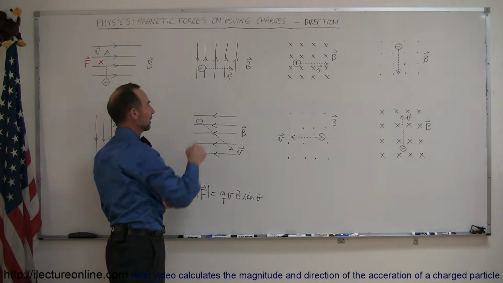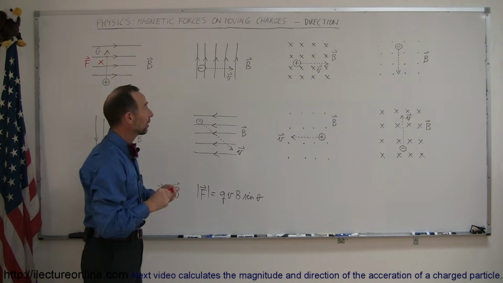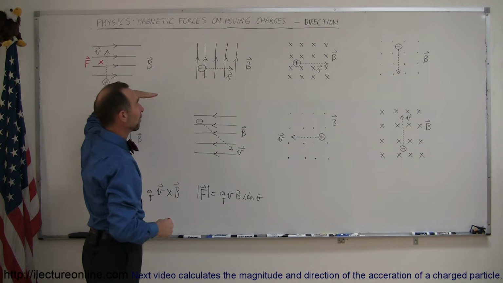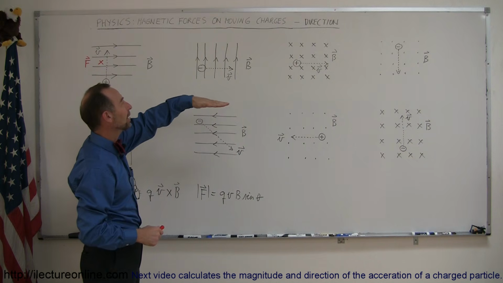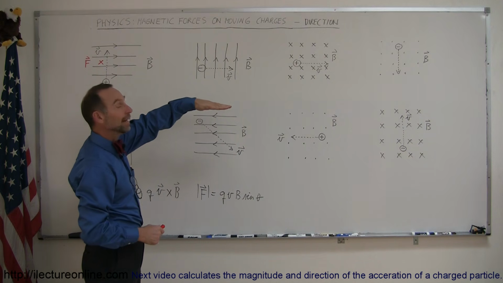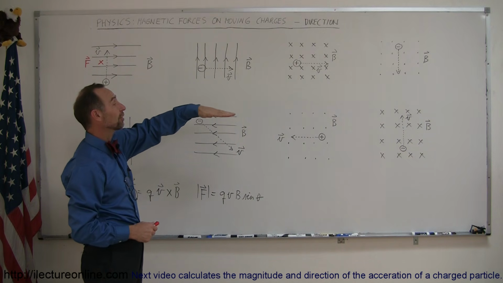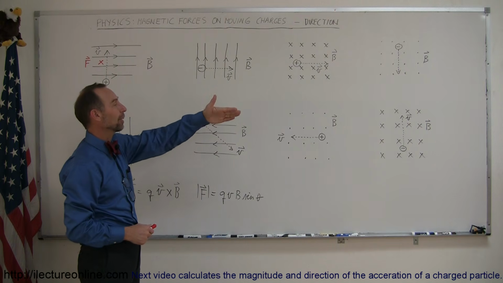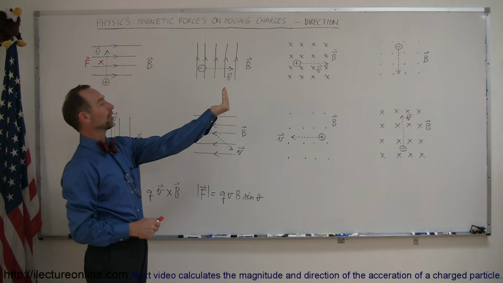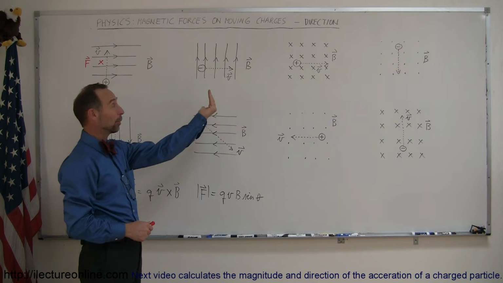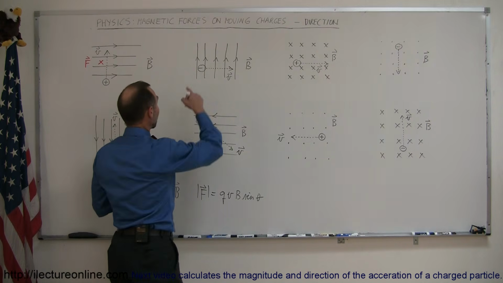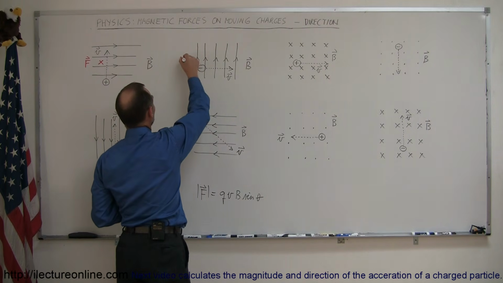Looking at this example here, now of course I need to use my left hand because it's a negative charge. I point my fingers in the direction of the velocity of the charge. Then I have to curl my fingers in the direction of the B field. Of course, I can't curl my fingers upwards. I have to turn my hand around. My thumb points into the board. So here also, the force on this charge will be into the board.